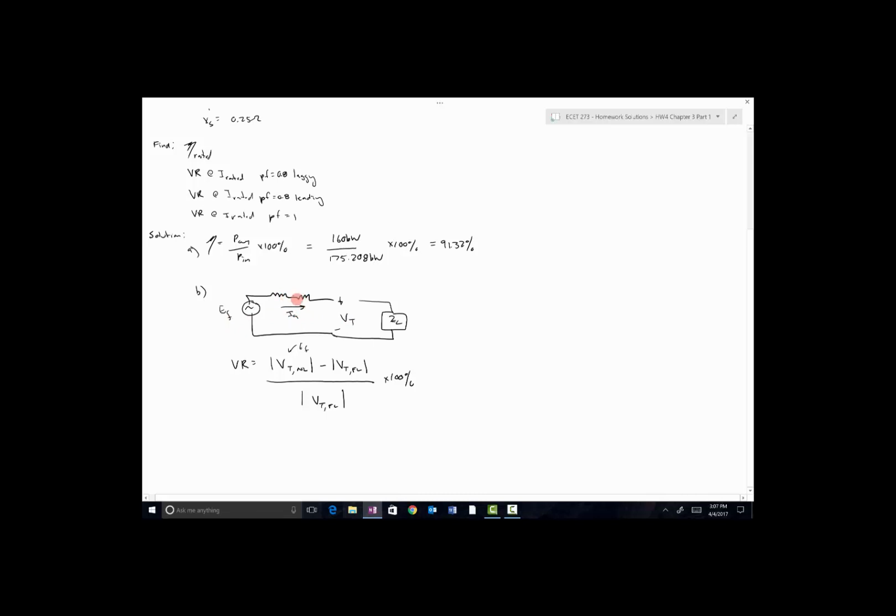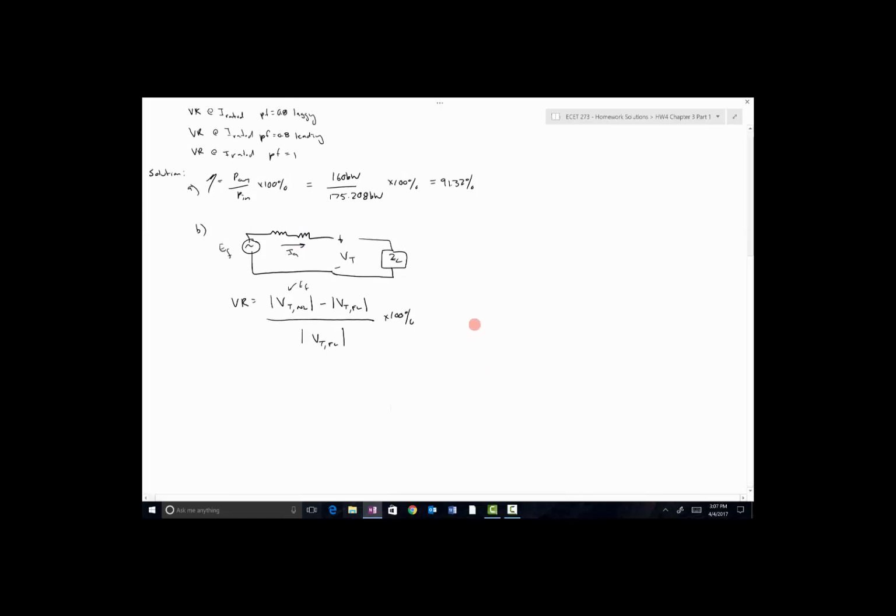So in part 5, we found that EF was equal to 321.97 at an angle of 7.81 degrees. And we know that if we're supplying rated voltage, that VT is equal to 480 over root 3 at an angle of 0 degrees volts.